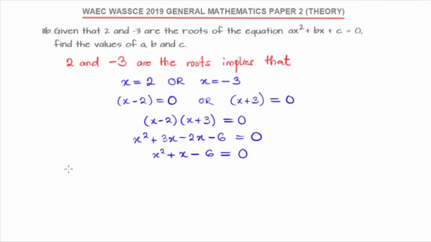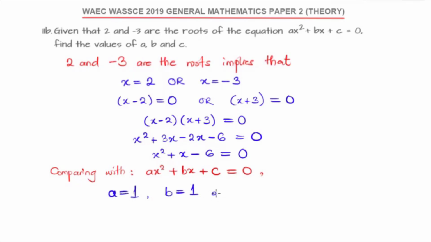This is a quadratic equation that we get from using 2 and minus 3 as the roots. Now, if you compare with the equation we are given, ax² + bx + c = 0, comparing the coefficients of x and the third term, we are going to see that the value of a is equal to 1, the value of b is equal to 1, and the value of c is minus 6.